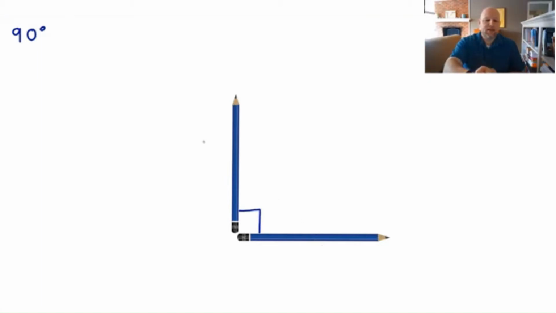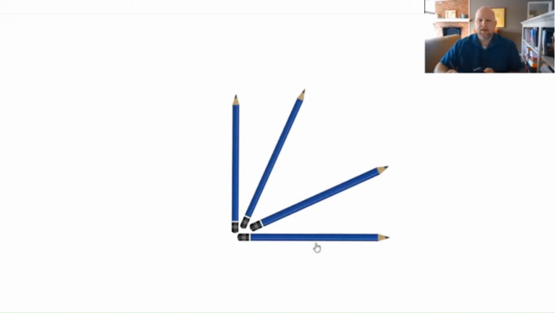Now we can use 90-degree angles, or benchmark angles, to show other angles as well. For example, in this configuration that we have the pencils in, we used our 90-degree angle here between these two pencils, and we split the area between them up into three equal areas. Since 90 divided by 3 equals 30, each one of these angles is 30 degrees.